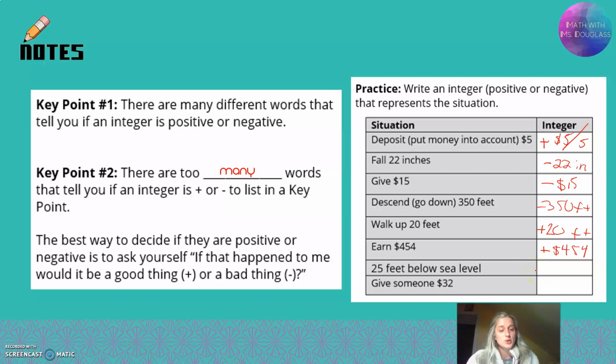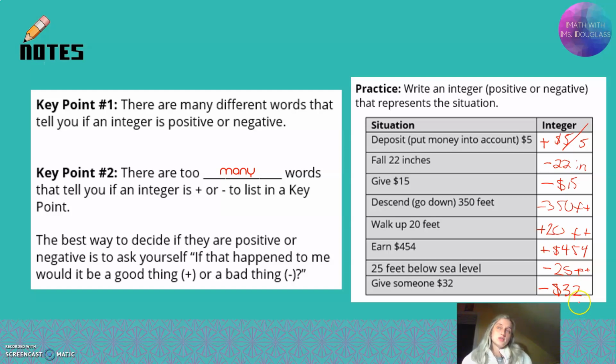25 feet below sea level, under the water, under the ocean. If sea level is 0, then below sea level, or underground, underwater, under, is a negative. So this is going to be minus or negative 25 feet. It's my beautiful handwriting there. And again, if you give someone $32, you're very nice, but it's going away from you. So this is a negative 32.